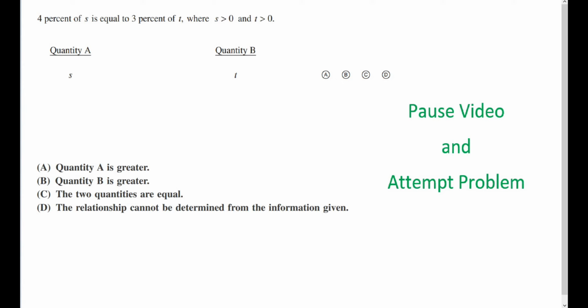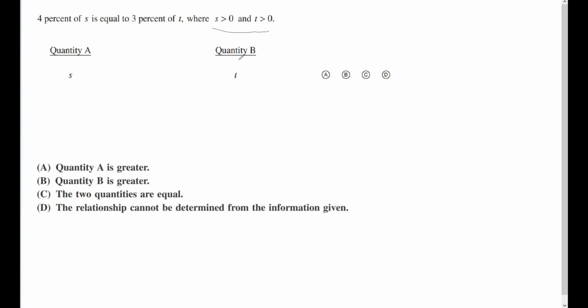Alright, so let's get rid of that. Now, this is talking about percentages equaling other percentages, right? So what they're saying is you have 4% of s is equal to 3% of t, and they also let you know that s is greater than 0 and t is greater than 0. Okay, so if s is greater than 0 and t is greater than 0, then you can write out this 0.04, that's the decimal version of 4%, of s is equal to 0.03, which is the decimal version of 3%. So this is 3%. That's 4%.